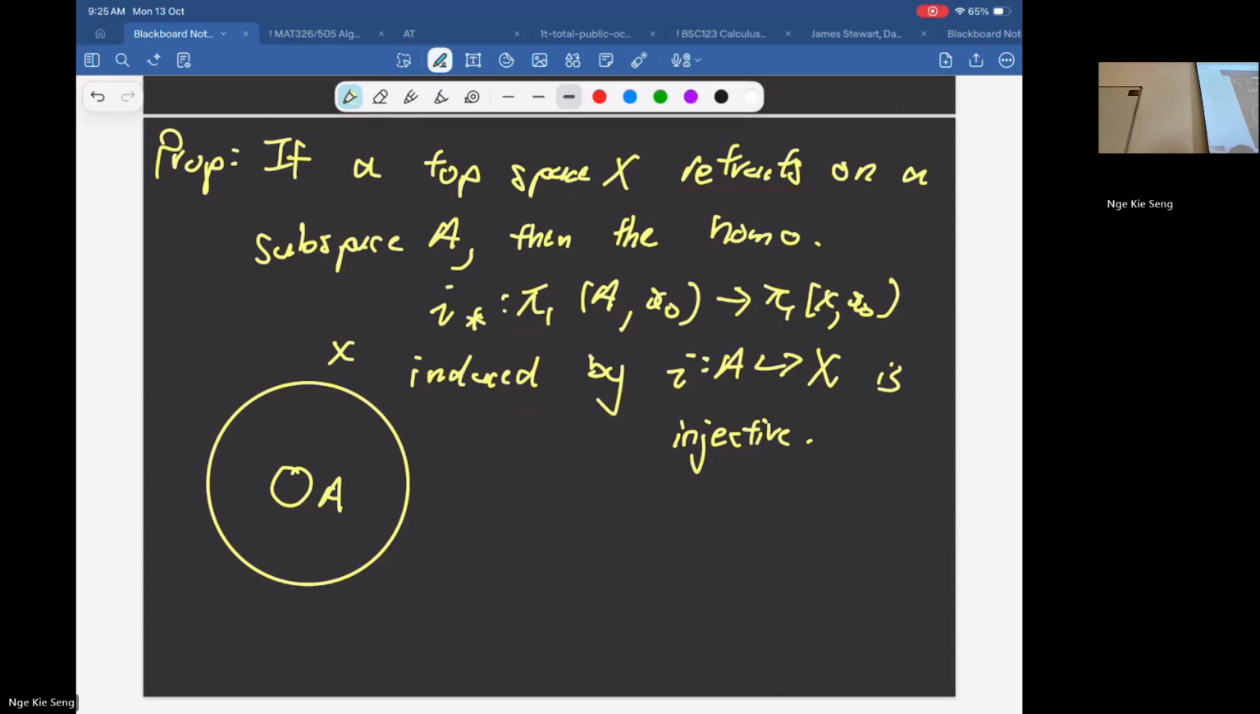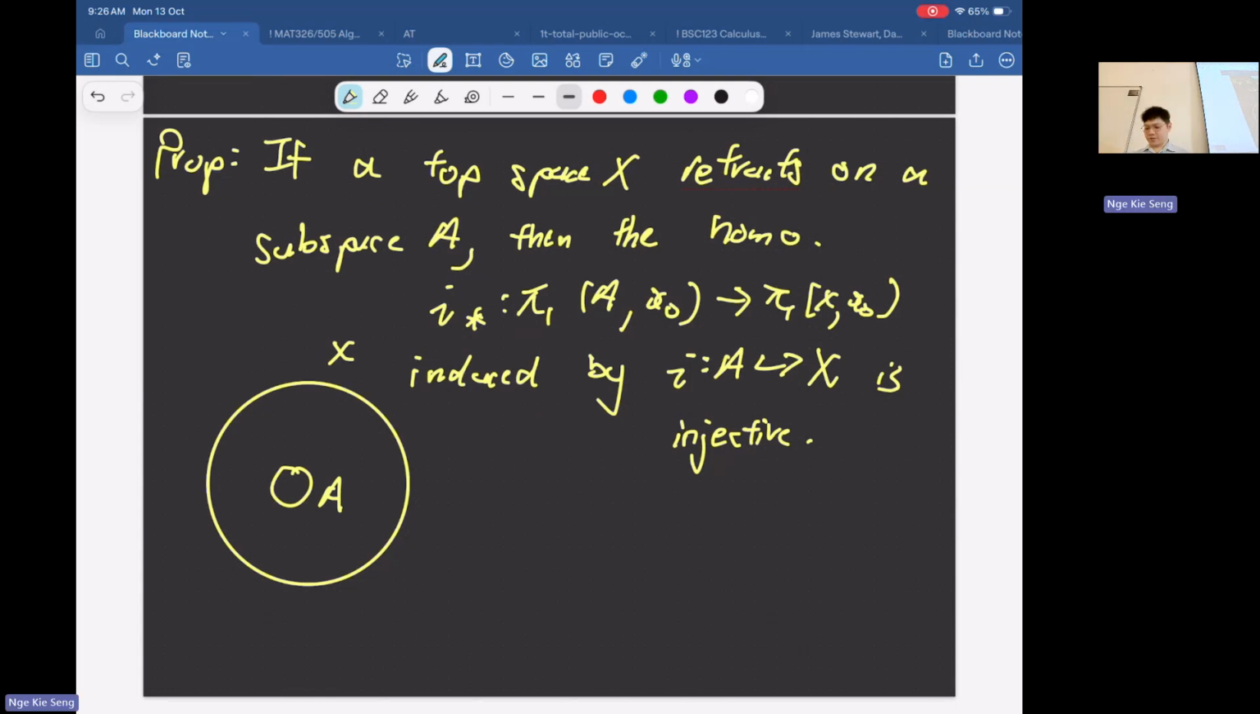But the intuitive idea is that I should be able to get this small loop, a loop in the small space, from this large space, because A is part of X. So every loop in A should be a loop in X. The point here is that this is injective. We didn't identify any two different loops in A.